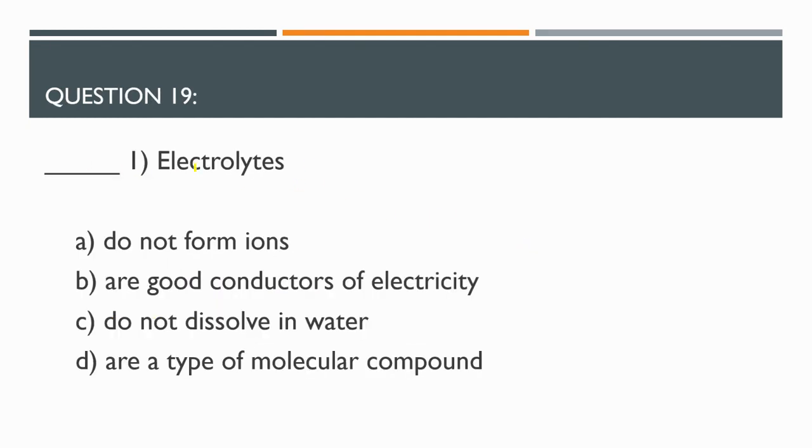All right, so next question, electrolytes. They break apart into ions. They do break apart, therefore they dissolve. They are ionic, and so they are also good conductors of electricity.